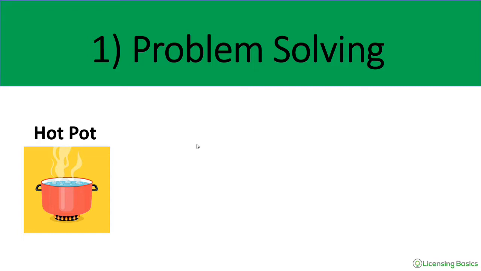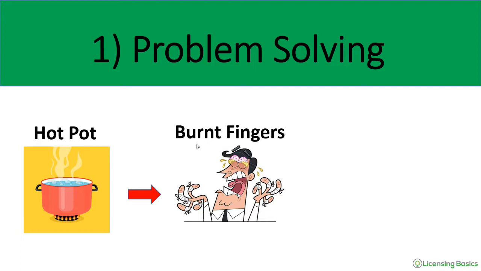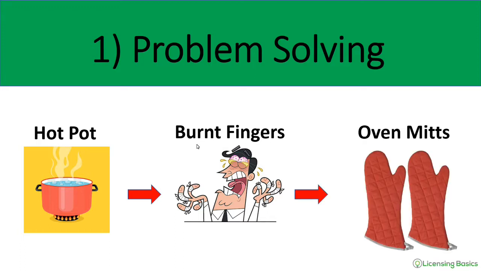The first one I want to talk about is problem solving. Problem solving is probably the most common way of inventing new products, and it usually has to do with problem and solution. So in this example, we have a hot pot, and there was a point in time when there was nothing to take a hot pot off of a stove. And so you would imagine that someone probably burnt their fingers trying to get this hot pot off the stove. Therefore, after seeing a problem, someone figured out a solution. And that solution was oven mitts. So you have a problem and solution. Here is a perfect example of how to create products in this area.